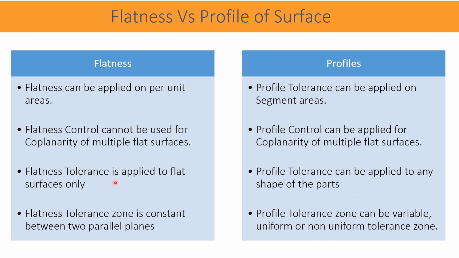Flatness tolerance is applied to flat surfaces only, while profile tolerance can be applied to any shape of the profiles of the surfaces. Flatness tolerance zone is constant between two parallel planes, while profile tolerance zone can be variable, uniform or non-uniform, according to the true profile shape.